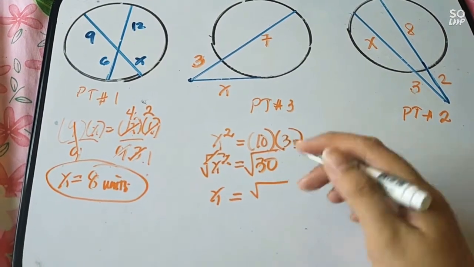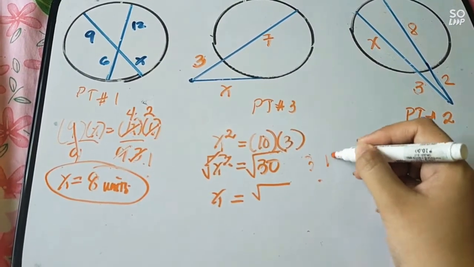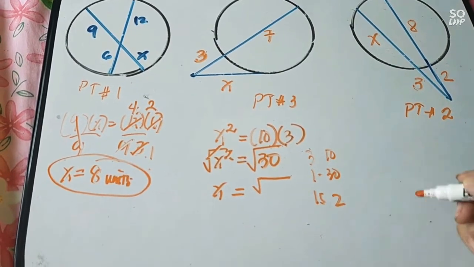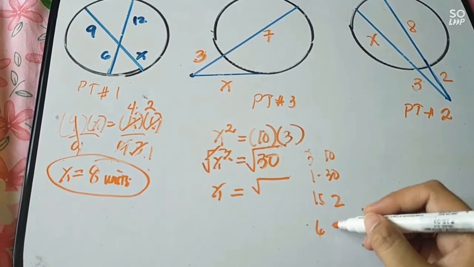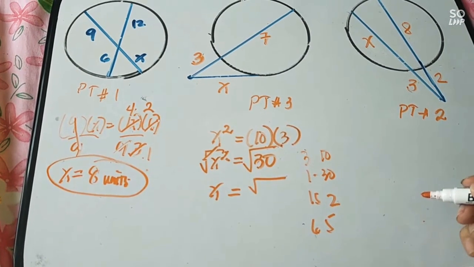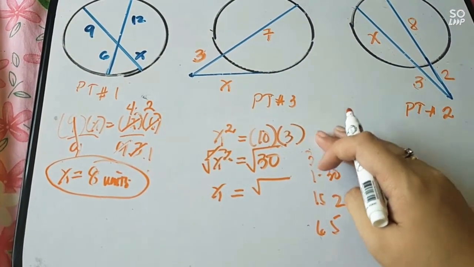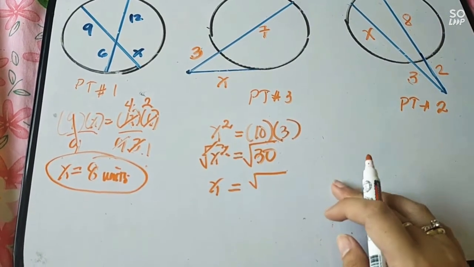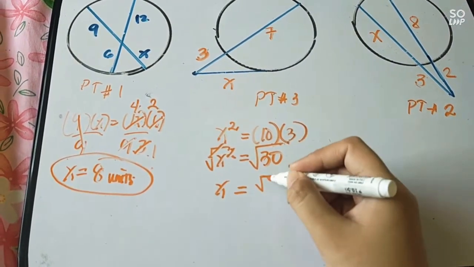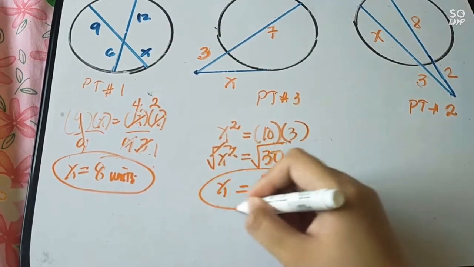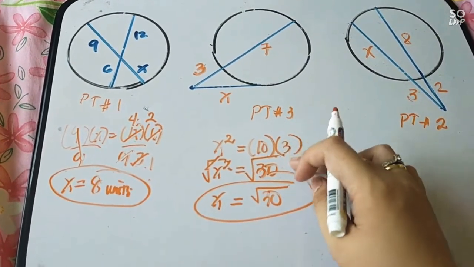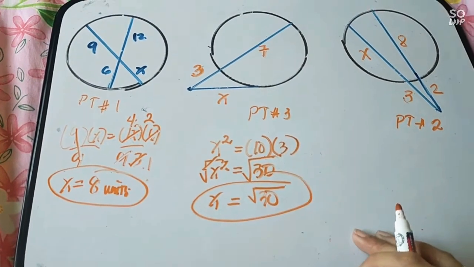Ang mga factors lang ni 30 ay 3 and 10, 1 and 30, 15 and 2, 6 and 5. O, yan lang yung factors sa 30. Eh, wala namang may perfect square dyan. So, therefore, kung 1 and 30, ulit ka lang sa umpisa. So, therefore, ang answer natin is square root of 30. Yan na yung sagot. Okay? Pero kung may factors pa, kailangan mo pa siyang i-simplify.